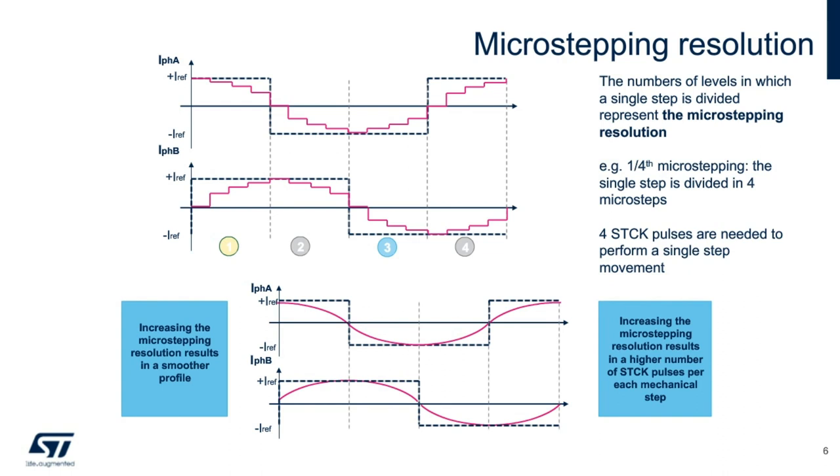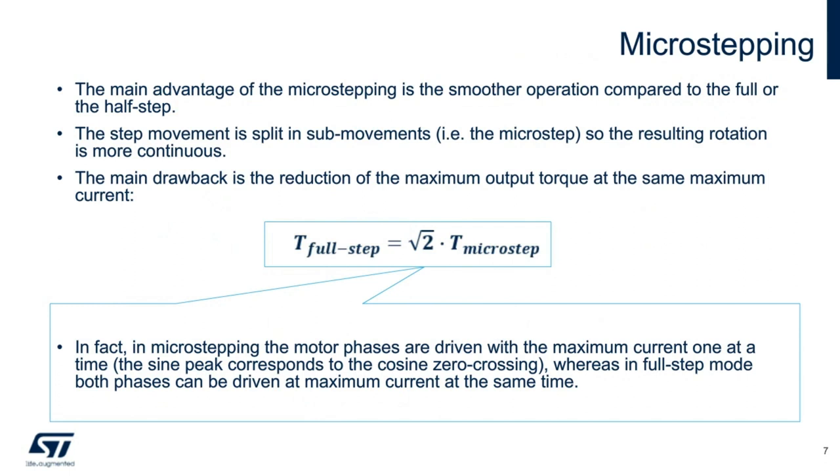The main advantage of microstepping is the smoother operation compared to the full or the half step. The step movement is split in sub-movements, so the resulting rotation is more continuous. The main drawback is the reduction of the maximum output torque at the same maximum current. In fact, in microstepping, the motor phases are driven with the maximum current one at a time. The sine peak corresponds to the cosine zero crossing, whereas in full step mode, both phases can be driven at the maximum current at the same time.